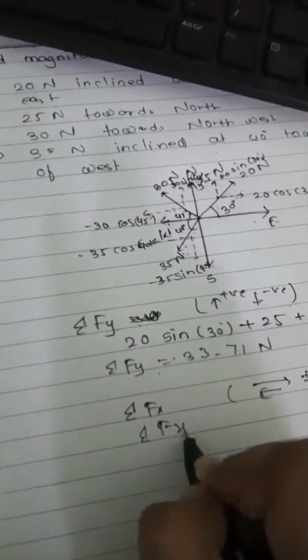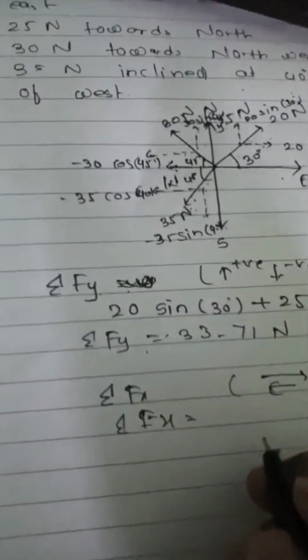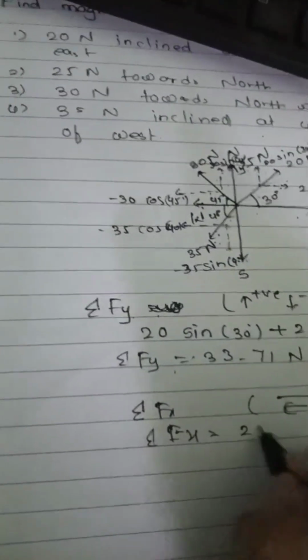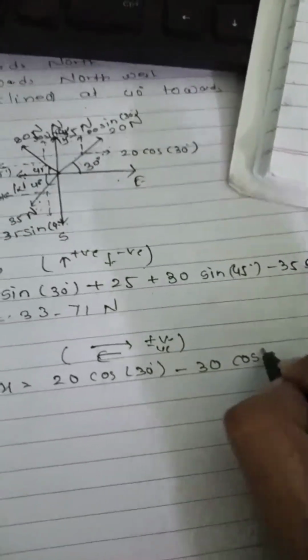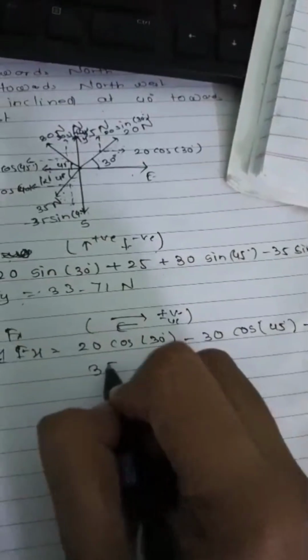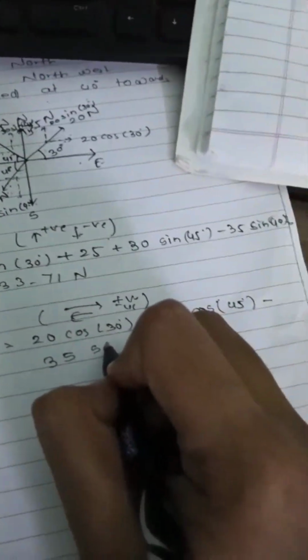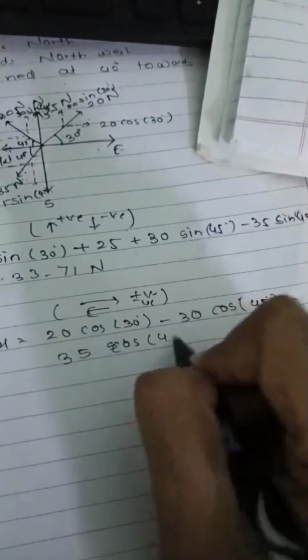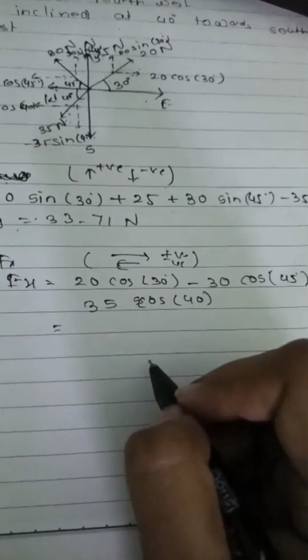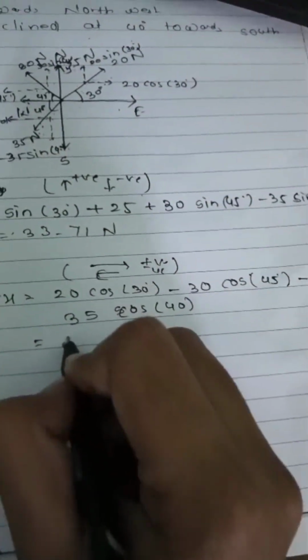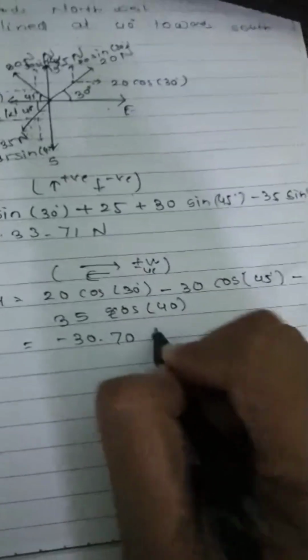Summation Fx is equal to 20 cos 30 minus 30 cos 45 minus 35 cos 40. So we can calculate it, and the final answer is minus 30.70 Newton.